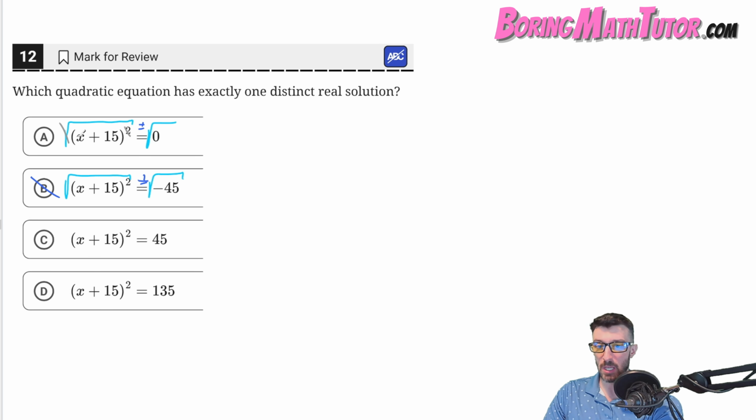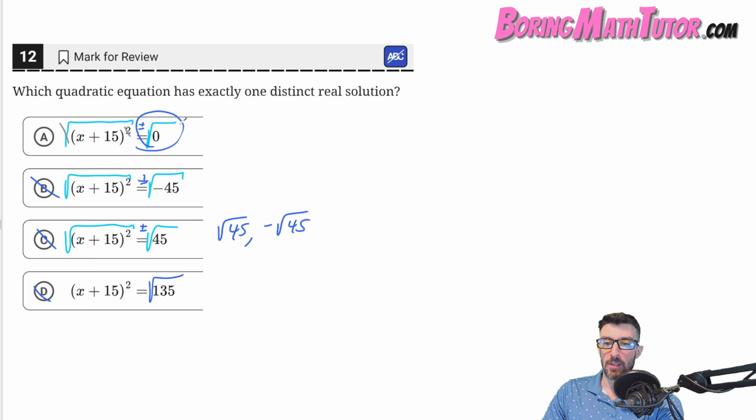And when I'm looking at C, am I going to get one real solution? Well, no, because of the plus or minus. That actually means that one time you would have the square root of 45, but one time you would have the negative of that. And that same problem is going to happen in D as well. Only when you have plus or minus 0 does that result in just one solution, because plus or minus 0 means the same thing as 0 and negative 0, and both of those are the same thing. So just one real solution whenever you have a 0 underneath a square root.